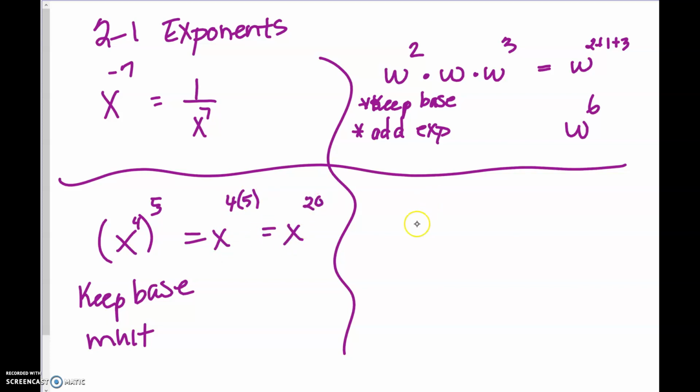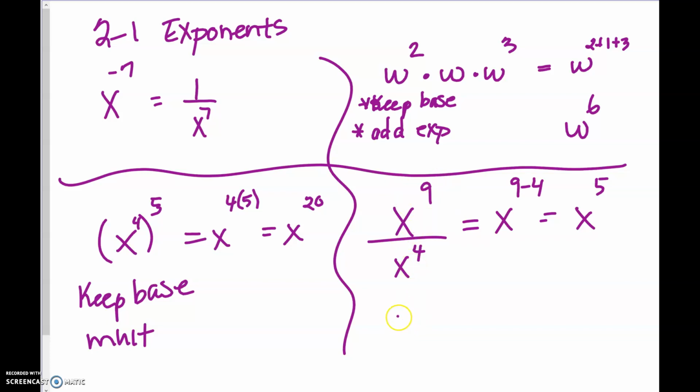And then the last one we did was something like x to the 9th over x to the 4th. When this is dividing, we still keep the base, and we subtract our exponents. So we have x to the 5th. Notice we have more x's on top: we have 9 of them, and only 4 in the bottom.